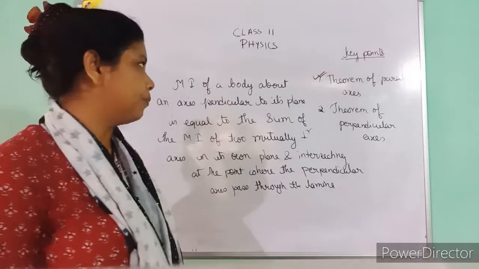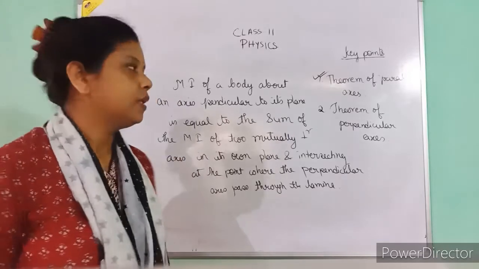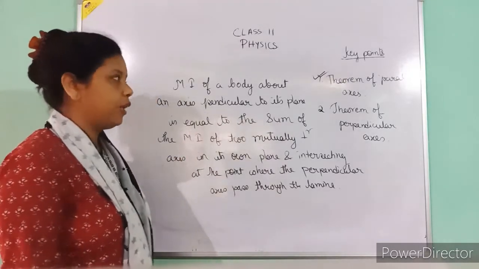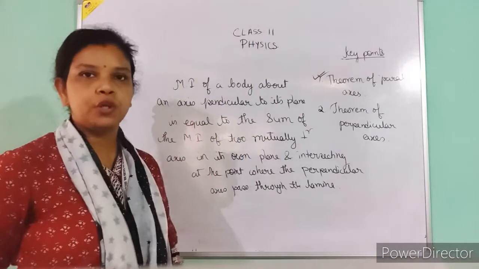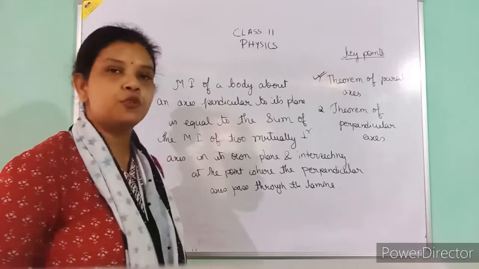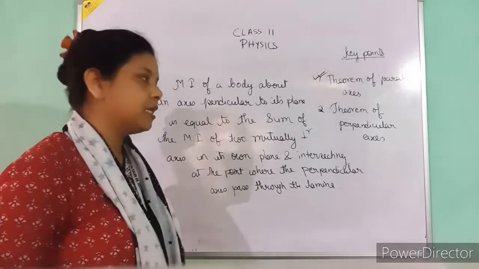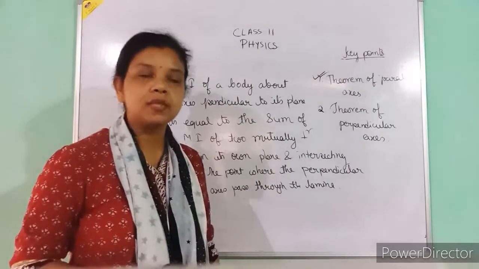Now the second theorem, that is the theorem of perpendicular axis. According to the theorem of perpendicular axis, the moment of inertia of a body about an axis perpendicular to its plane will be equal to the sum of the moments of inertia about two mutually perpendicular axes in its own plane and intersecting at the point where the perpendicular axis meets.